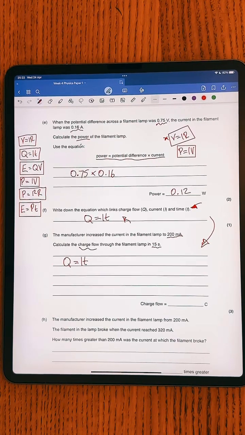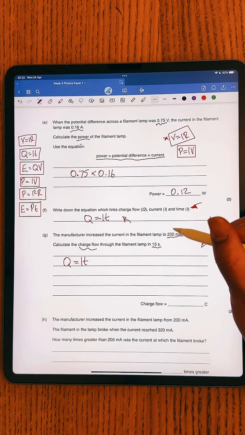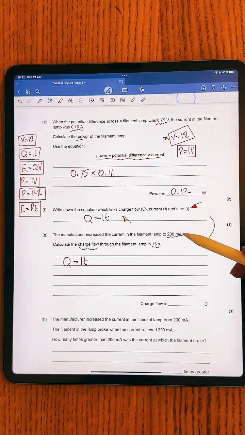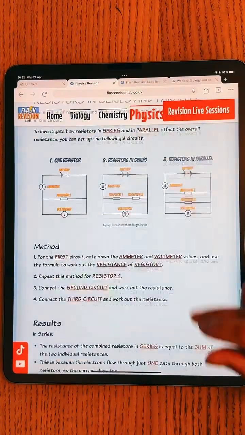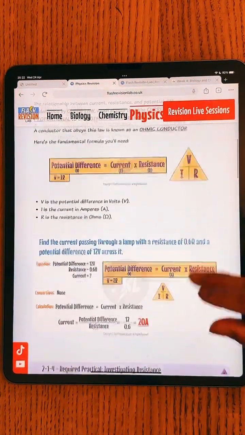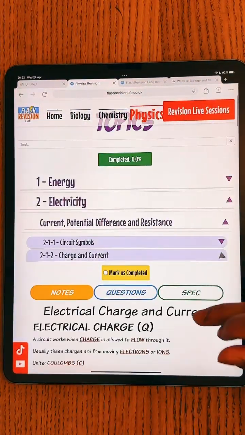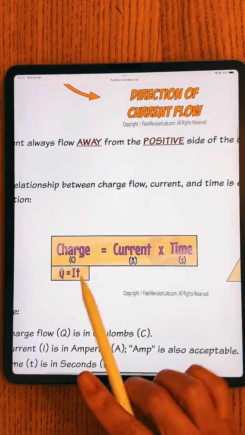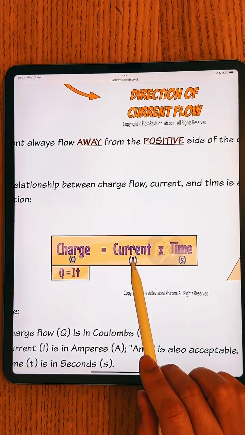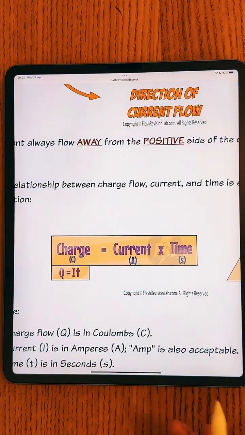Thank you. Yes, you need to sort out the units. Loads of people will get this wrong. Loads of people would forget to convert the units. On my website, I've got all the units for the equations as well. So if you look at the Q equals IT equation, here, charge needs to be in coulombs. Current needs to be in amps. Time needs to be in seconds.